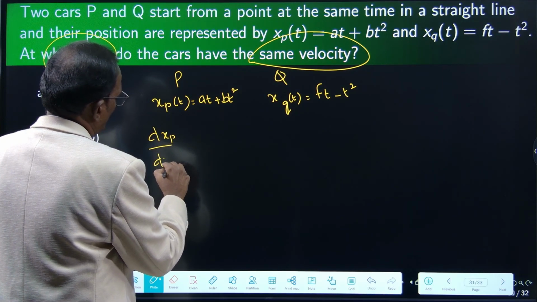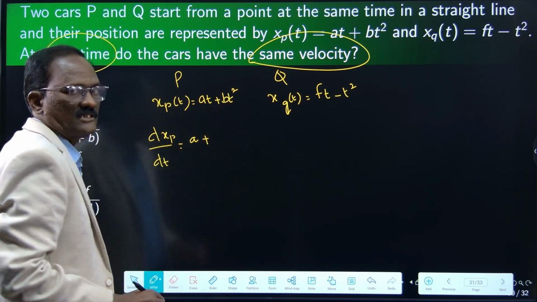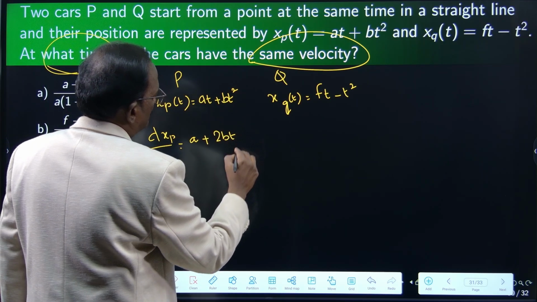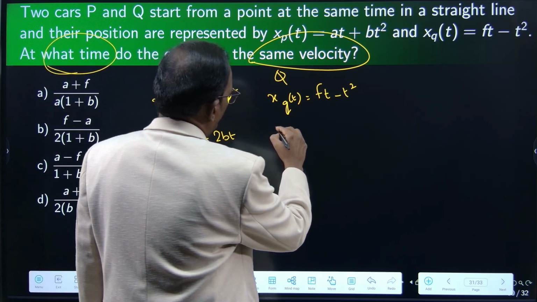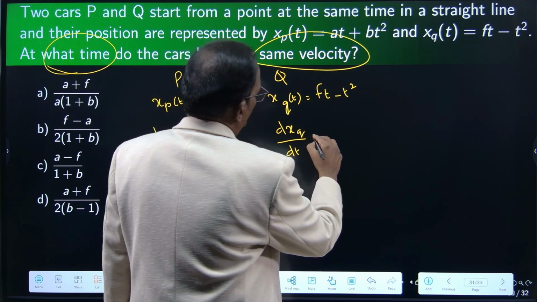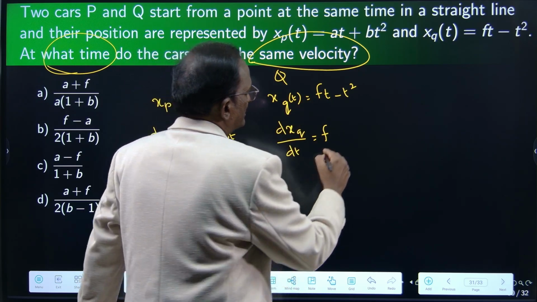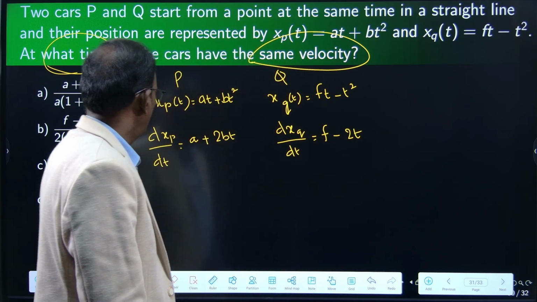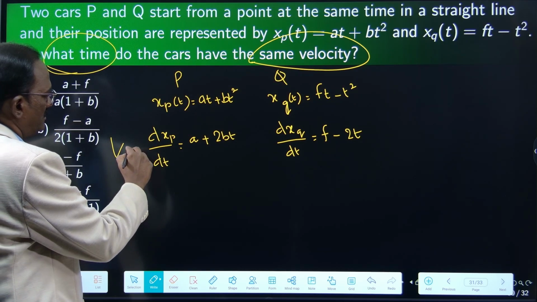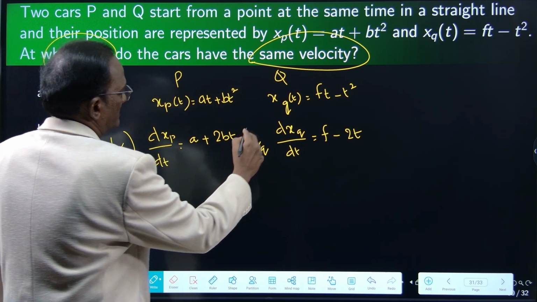dxp by dt for car P. This is differentiation of at, which is a, plus differentiation of b, which is constant. Differentiation of t square is 2t, so this is 2bt. And if you differentiate it, d by dt of xq is equal to ft. Differentiation of ft is f, because with respect to time only we are differentiating, minus 2t. So this is velocity of car P. This is velocity of car Q.